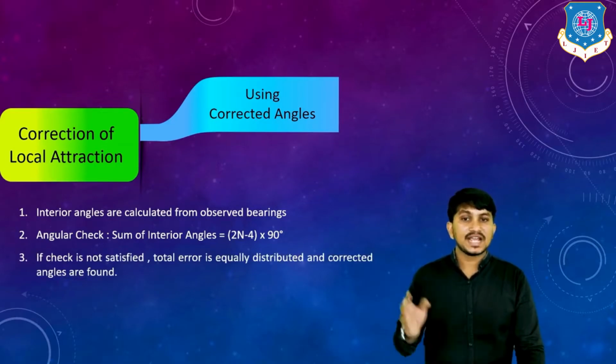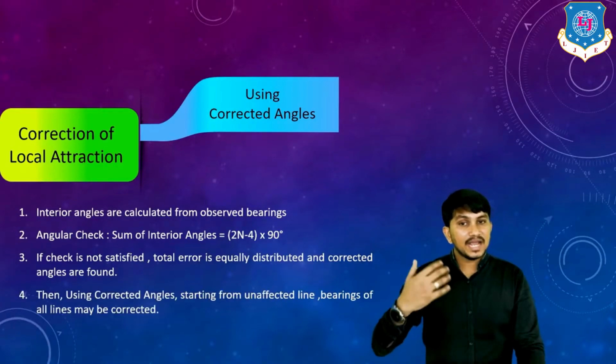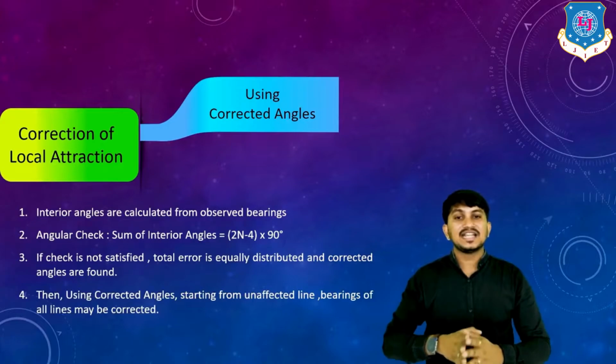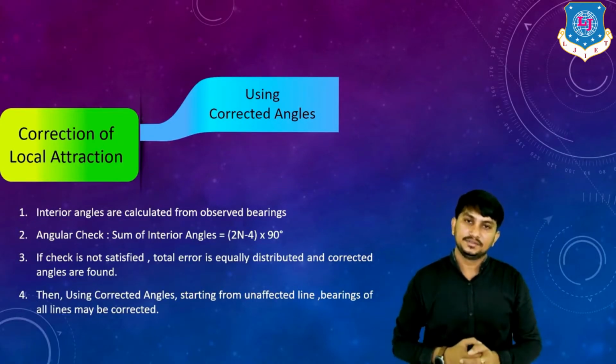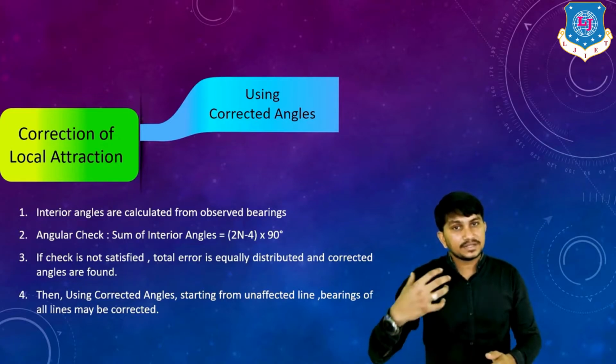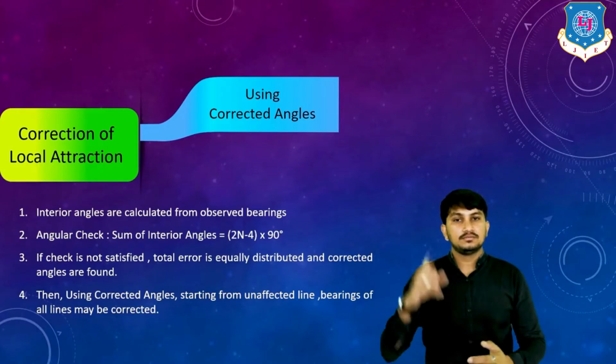After checking, if the check is not satisfied, the total error is equally distributed and corrected angles are found out. And then using corrected angles, starting from an unaffected line, bearings of all lines are corrected. Okay, so using corrected angles, the new bearings or corrected bearings are found out by this method.